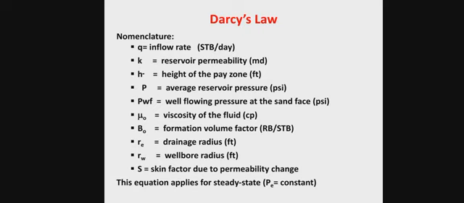In this Darcy's law equation, Q is the inflow rate, in standard barrels per day, and K is the reservoir permeability. H is the height of the pay zone, measured in feet. P bar is the average reservoir pressure. Pwf is the well flowing pressure at the sandface, that means the pressure in the wellbore. Mu naught is the viscosity of the fluid in centipoise. B naught is the formation volume factor, in reservoir barrels per standard barrel. re is the drainage radius of the reservoir, and rw is the wellbore radius. S is the skin factor due to permeability change. These equations apply for steady state, that means at a constant reservoir pressure.